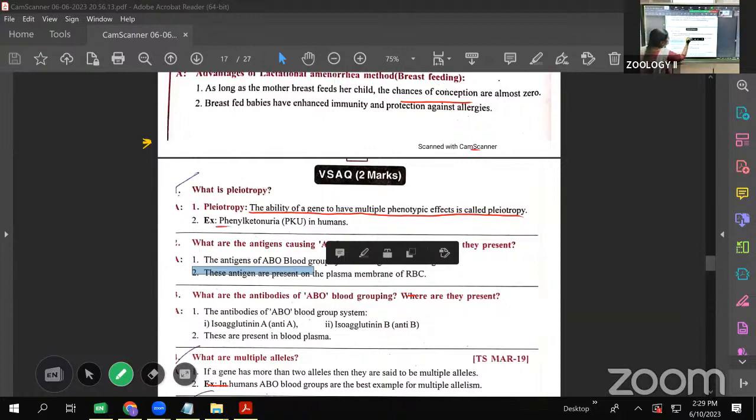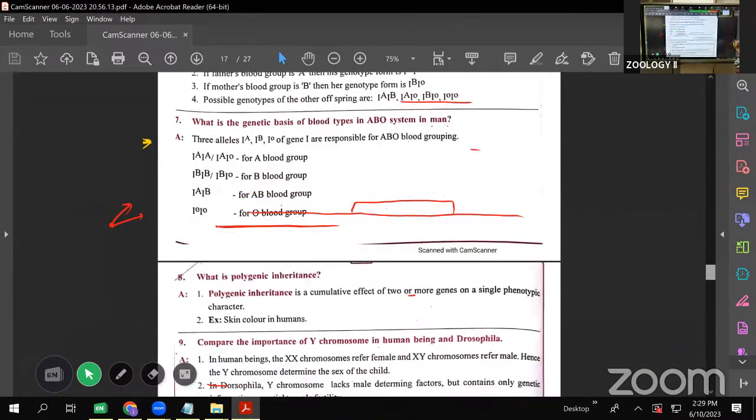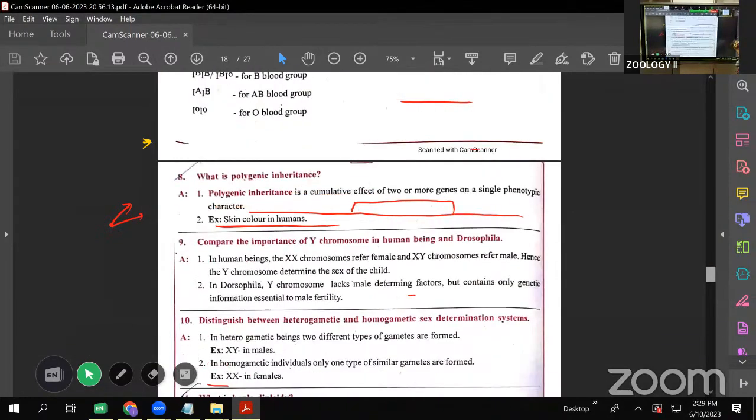Example, phenylketonuria in humans. Here, there is only one gene. For example, this one is a gene. Normally it expresses only one character. But here, the gene is expressing multiple phenotypic effects, which we call pleiotropy. Example is phenylketonuria in humans. Clear? Next one is polygenic inheritance.